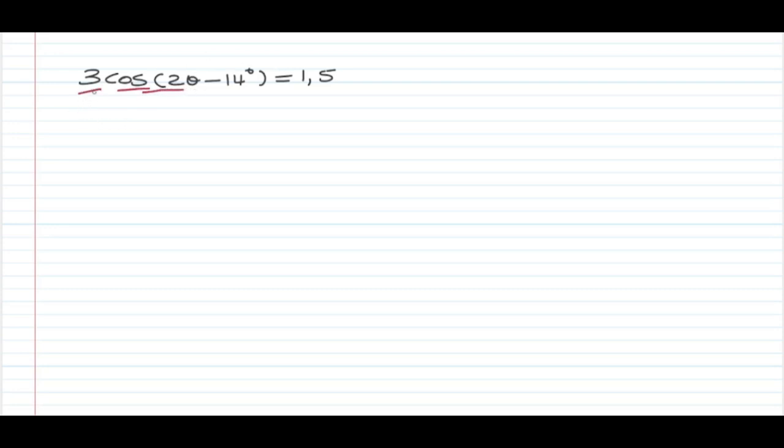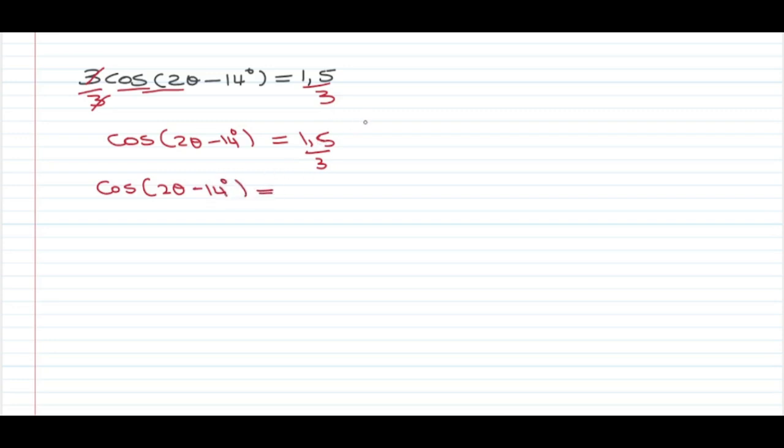To do that, I'll divide both sides by 3 first. Then on this side, the 3 cancels. We are left with the cos of that angle, 2 theta minus 14 degrees, equated to 1.5 over 3. Remember, I can write 1.5 over 3 in decimal form, so 2 theta minus 14 degrees equals 0.5.